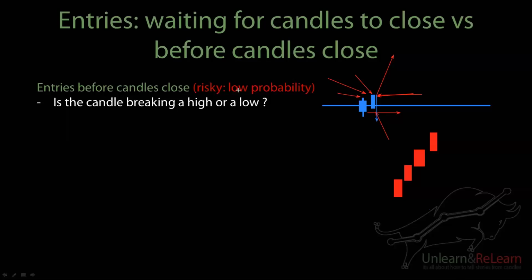I think the probability of success in this scenario is maybe 60%. There's still a probability of success, but it's not too high. It's low because it's risky. You're basically anticipating that once the candle breaks the high, the next candle will continue moving bullish. That's why it becomes risky.